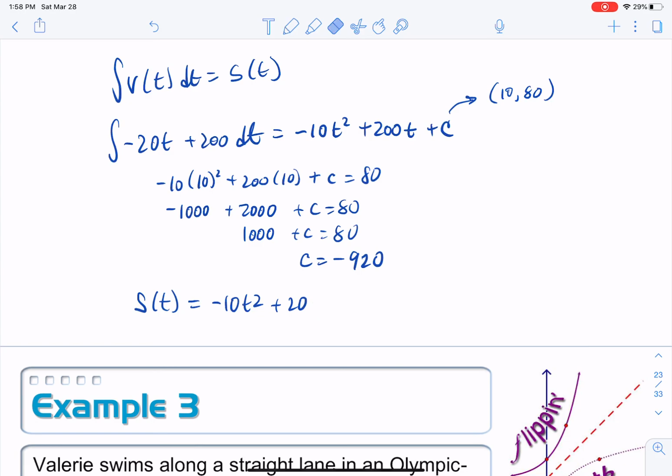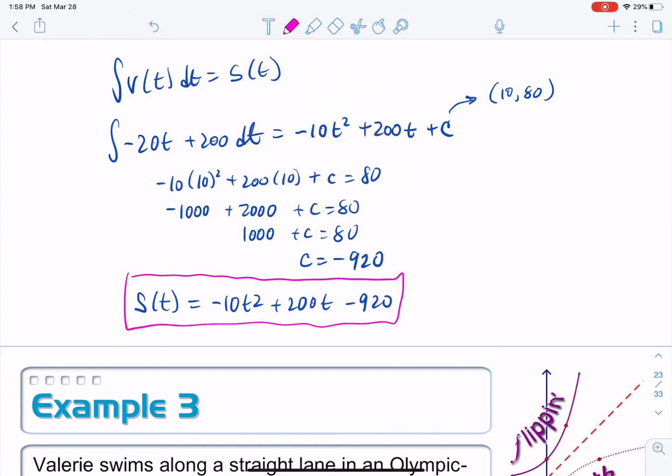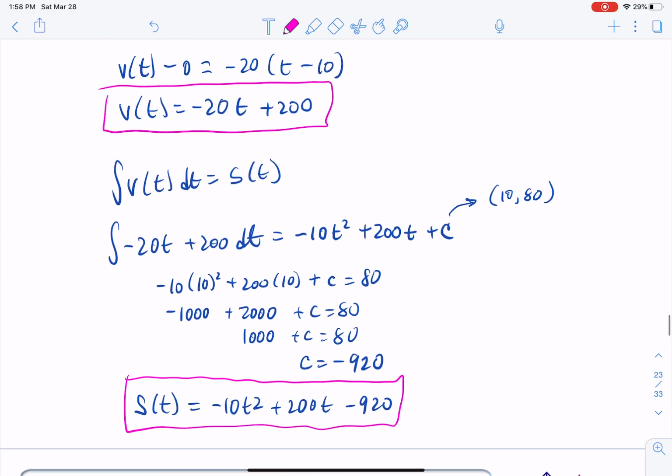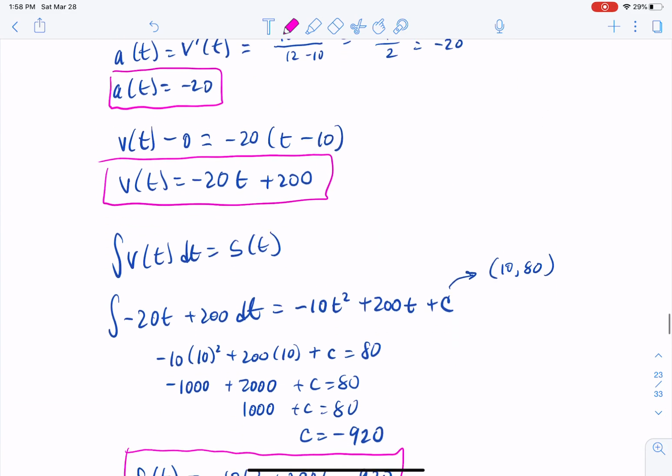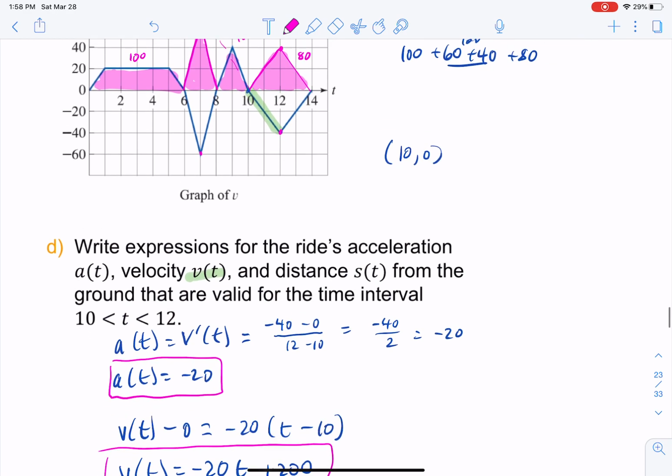So wrapping this up, our position function is equal to negative 10t squared plus 200t minus 920, and we're going to call it right there. All right, that concludes that particular free response question involving a graph instead of an equation.